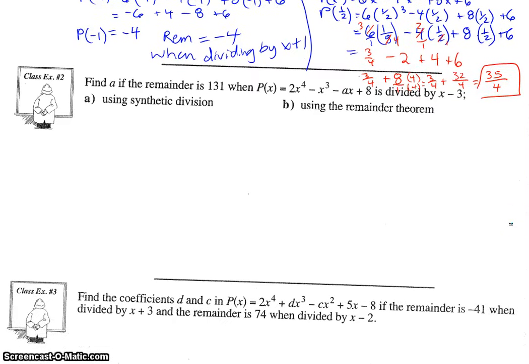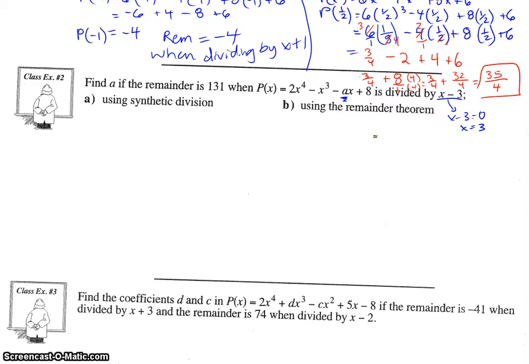Find A if the remainder is 131 when P of X equals yada yada yada. You'll notice we're missing A, or we're missing a coefficient in that polynomial. Okay, we're dividing by x minus 3. So x minus 3 equals 0, x would equal 3. We need that not only for synthetic division, but also for the remainder theorem as well.